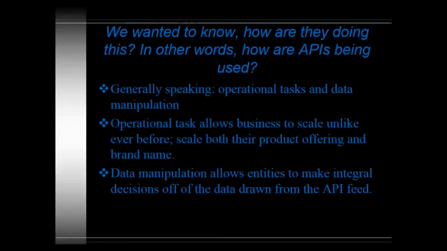When it comes to data manipulation, it allows entities to make integral decisions off of the data drawn from the API feed. So here's what's crucial to note about API usage. If you use an API from an existing entity, whether it's Google or Amazon, those entities can see within that API the data that you're collecting.